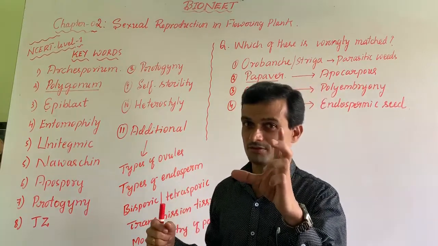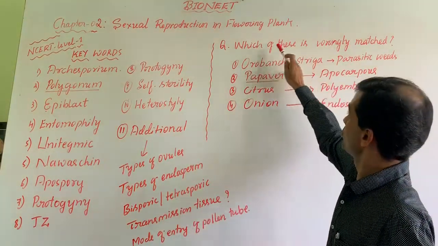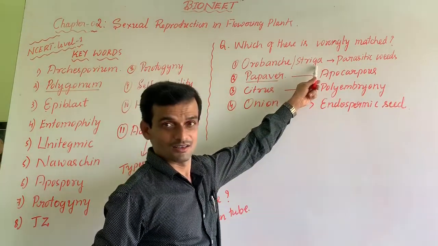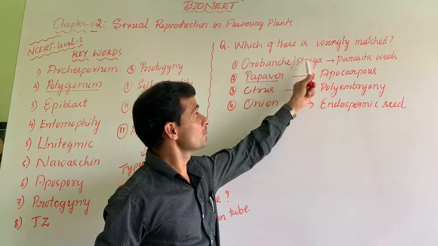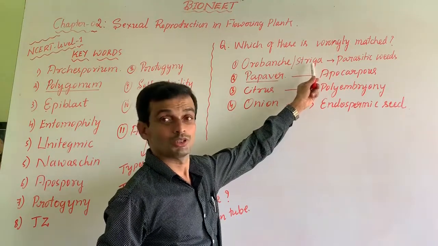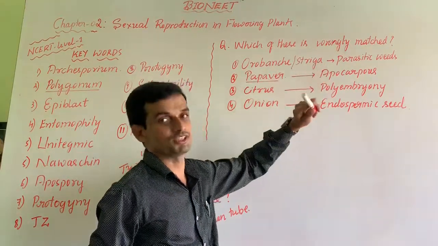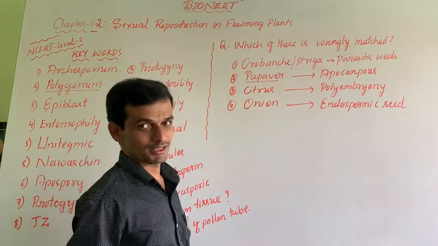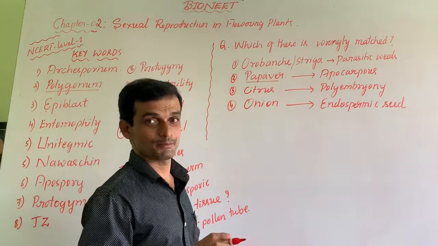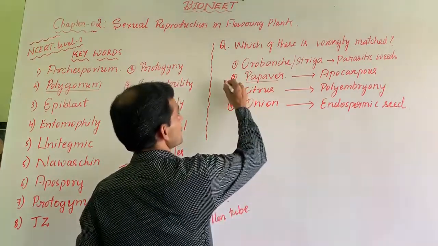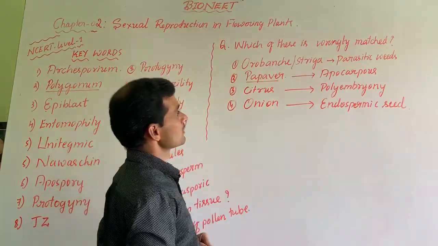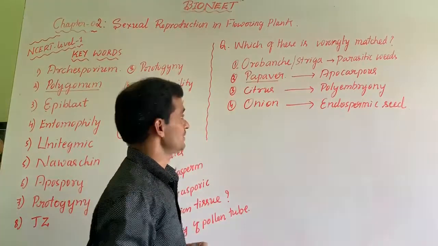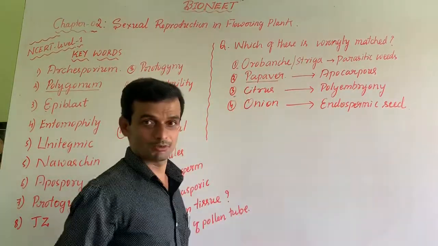I have got one simple direct question here. Which of these is wrongly matched? Orobanche, Striga. You do find the examples of these two in the NCERT. Check. They are parasitic weeds. That is correctly given. Papaver. It's not apocarpous. It is syncarpous, multicarpellary syncarpous. This is wrongly given. This is correctly given. So you have to eliminate this. This is correctly given. You have to eliminate this.